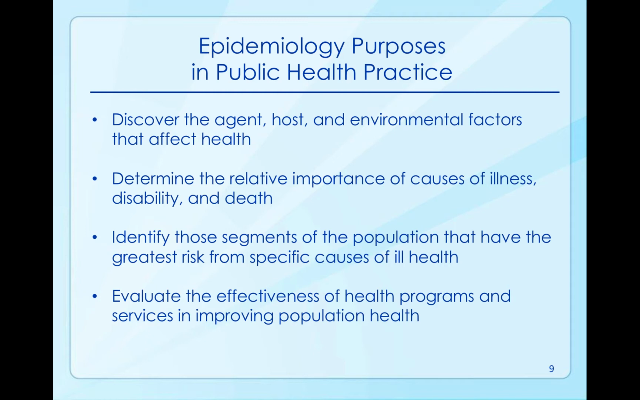So the first thing you do when you're looking at public health is discover the agent, the host, and the environmental factors that affect the health of that population. What are the characteristics of this agent, of this certain disease? What are the characteristics of the host that gets that disease? Are there any environmental factors that play a role? Next, you want to look at the relative importance of causes of illness, disability, and death. Is there a strong correlation? Is this something that is affecting our population to a significant degree?